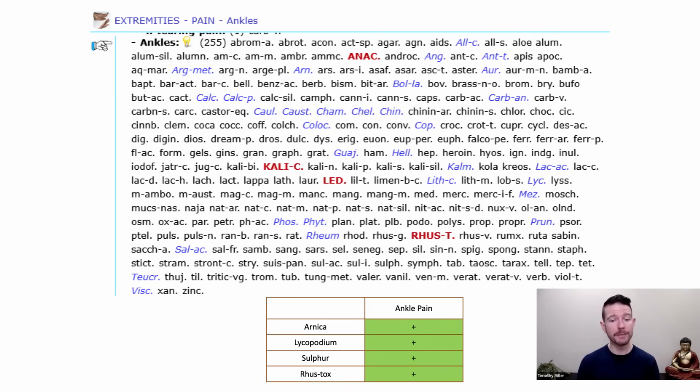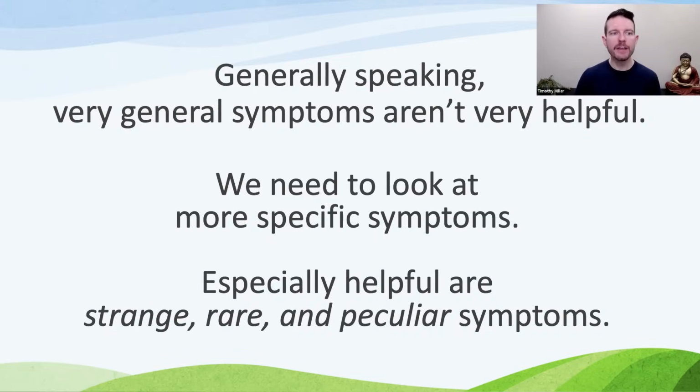Again, I'm just illustrating here: all four remedies match ankle pain. How am I going to choose between those four? I don't have enough information to do it. Generally speaking, very general symptoms aren't helpful in homeopathy. They're not giving us enough information to individualize the medicine, and we want to individualize the medicine. We want to find the simillimum. So we need to look at more specific symptoms, especially if a symptom is strange, rare, or peculiar. Those are like homeopathic gold, and I don't mean Orem. Those are the things that are really going to help us identify the remedy we need, because they're unusual.